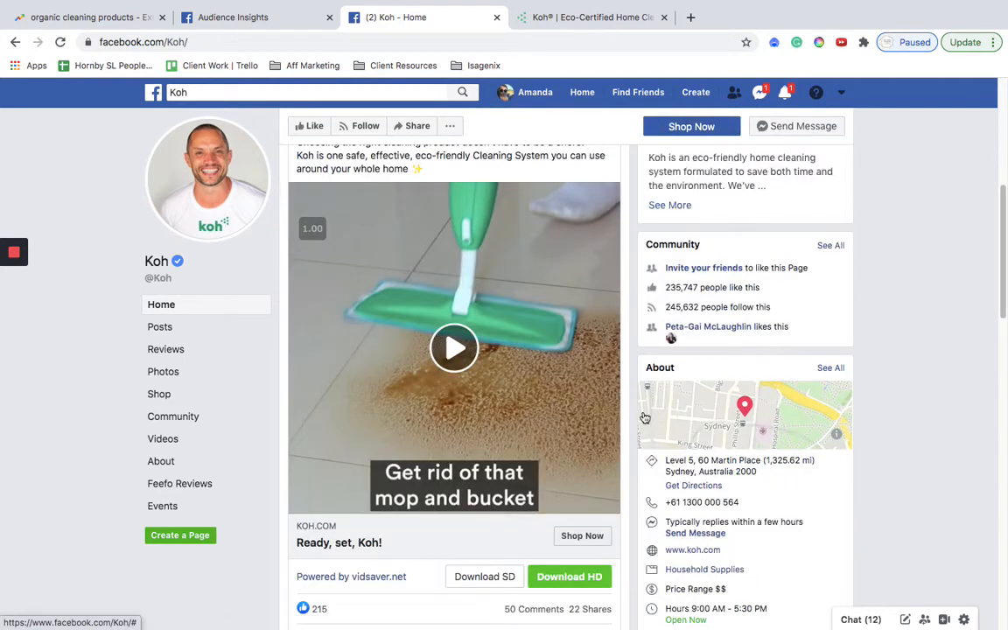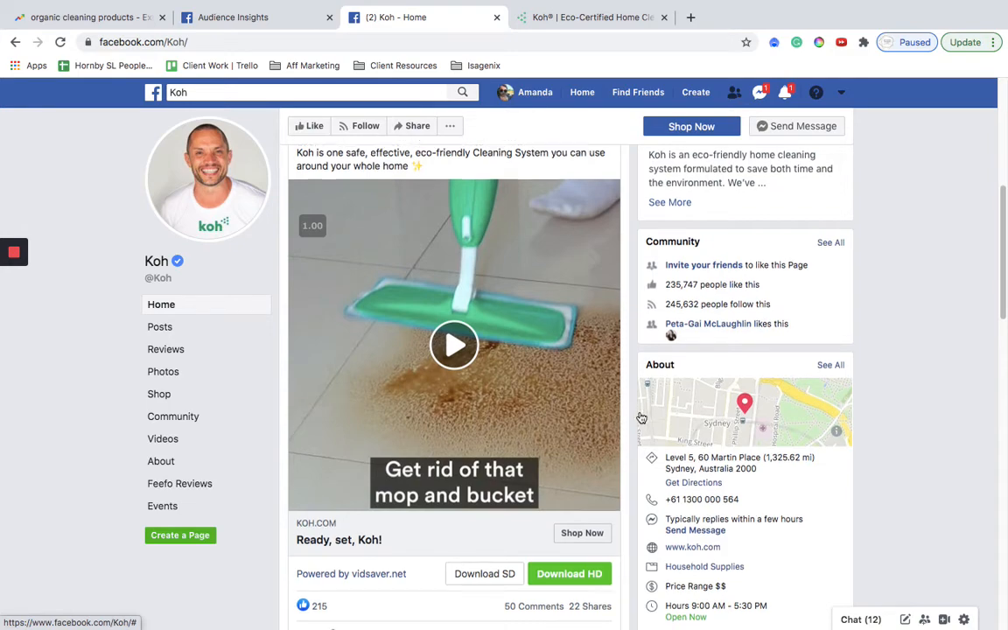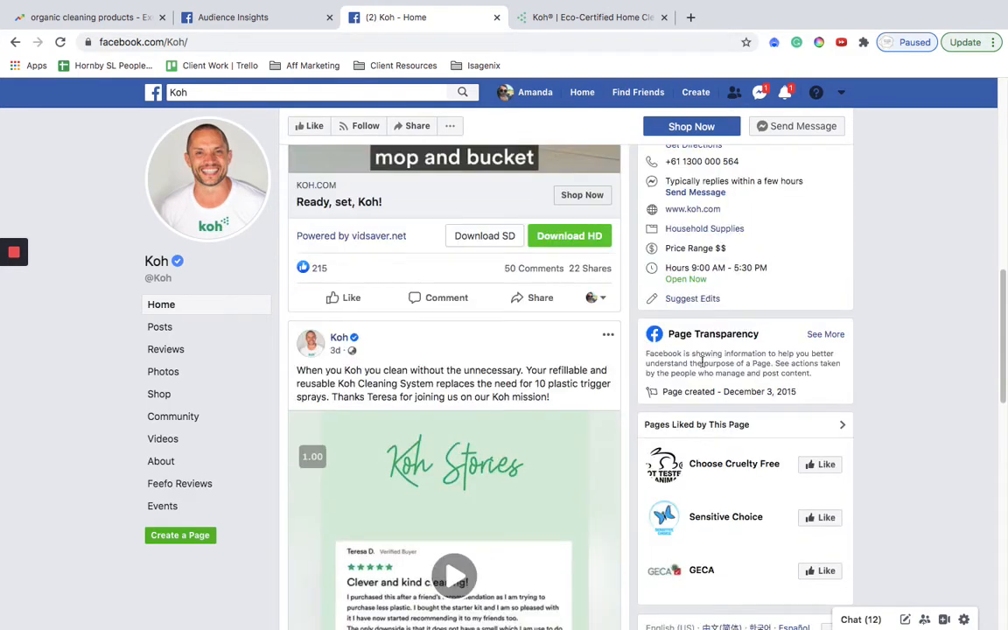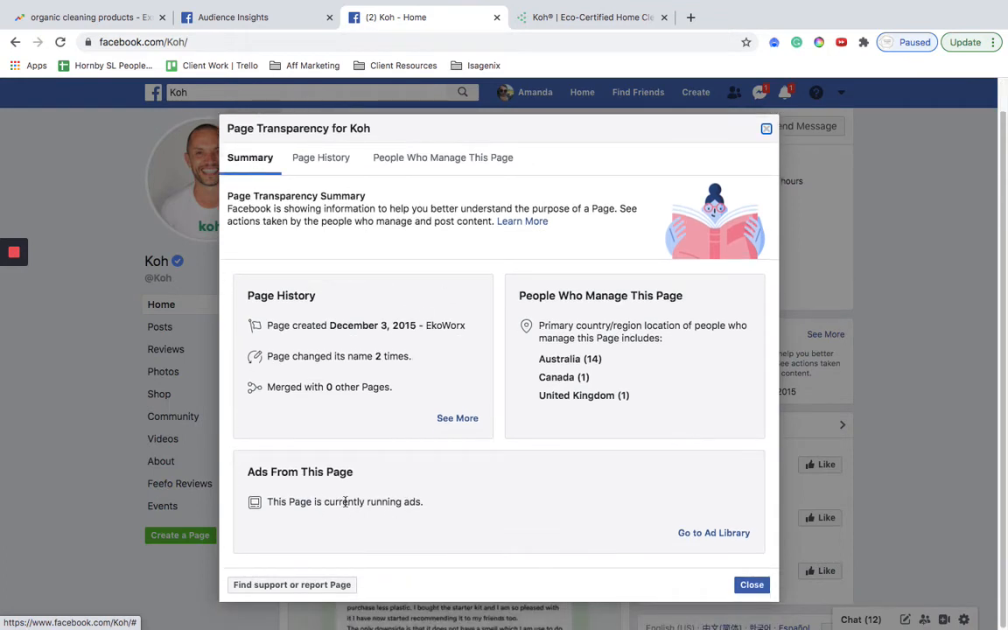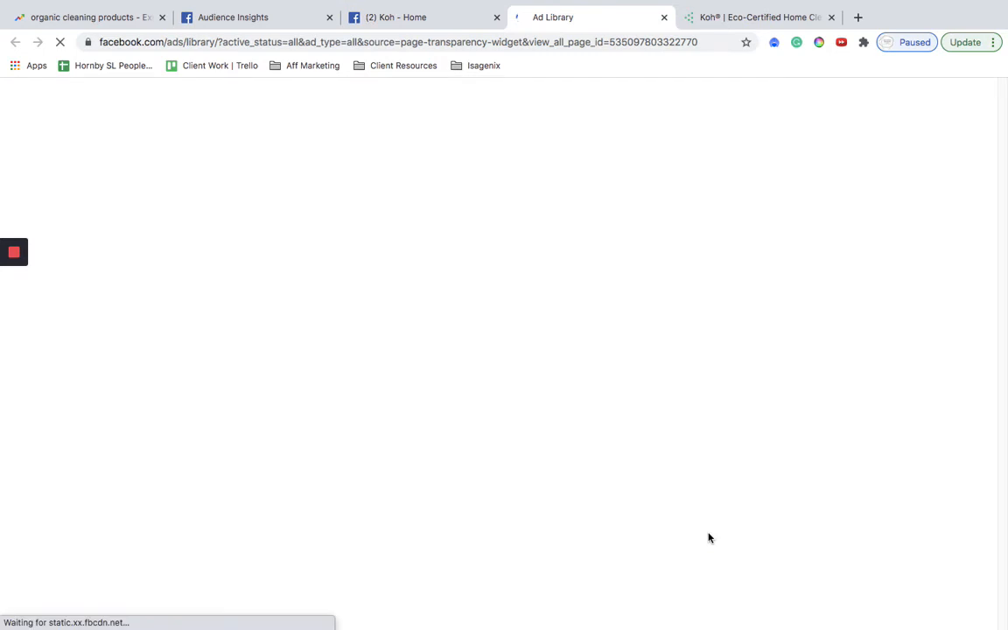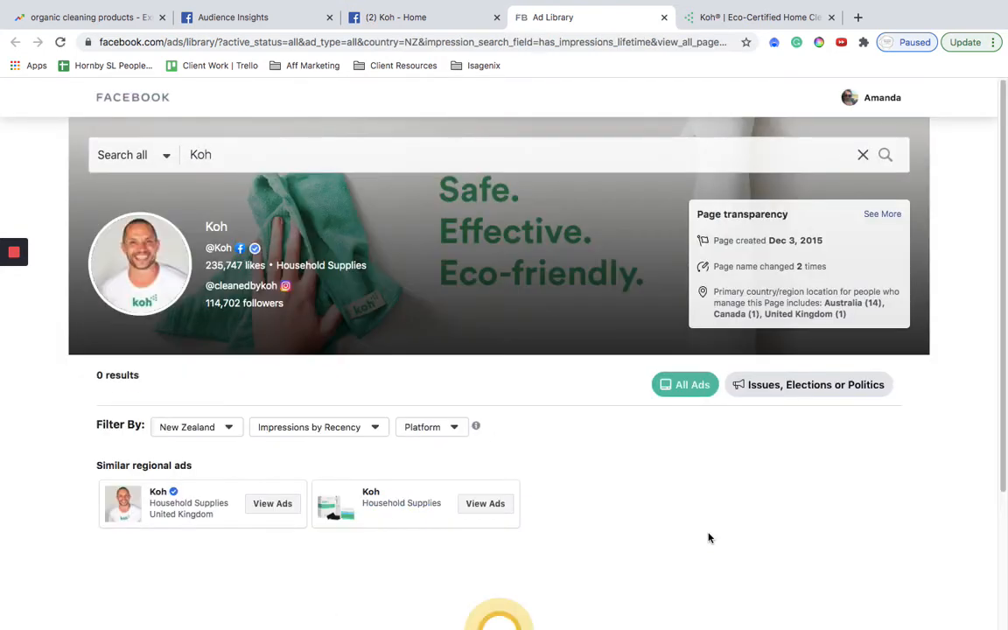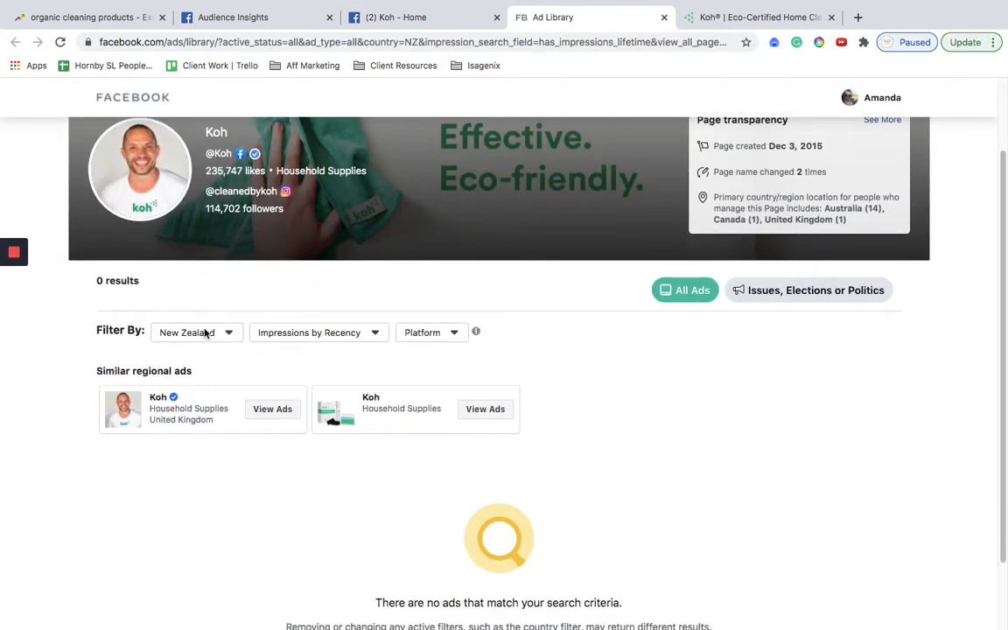And we can see the posts and what kind of messages they're putting out there. But where it gets really cool is there is this tool called Page Transparency. And under Page Transparency, we can actually see the ads people are running. So if we click See More, you will see that we get some history of the page, who manages this page, but down here, ads from this page, we can go to their ad library. And what this shows us is every ad that they are currently running on Facebook or on Instagram.